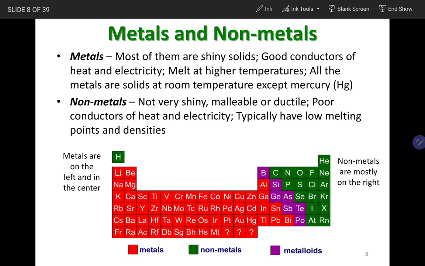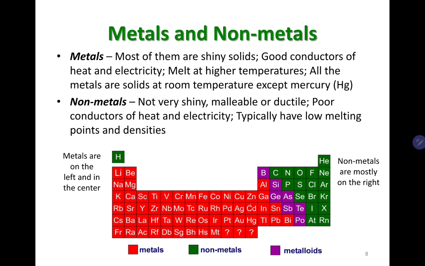That is mercury. You might have seen it in old school thermometers. They have this shiny silver-colored liquid that goes up and down in the thermometer. That liquid is actually mercury. That is something important to remember. At room temperature there is only one metal that is liquid, and that metal is mercury. Metals are usually shiny solids, except for mercury, which is a shiny liquid.